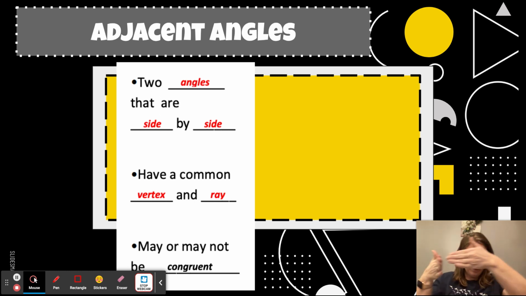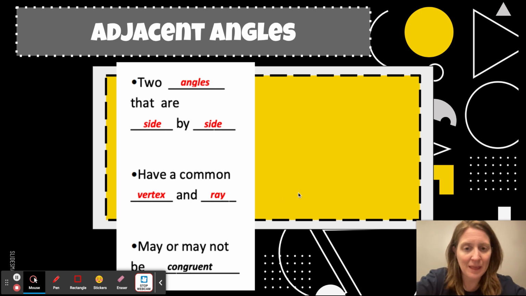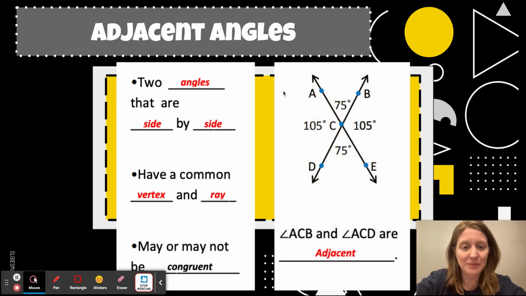But my corner angle where my desk is and her corner angle where her desk is are side by side. And another example of this is ACB, which is 75 degrees, is adjacent to ACD, which is 105 degrees. They are side by side. They share the common ray CA, but these two are not congruent. However, my corner desk is about 90 degrees. Miss Hahn's corner desk is about 90 degrees, and so ours would be congruent. So they can be congruent, but they don't have to be.